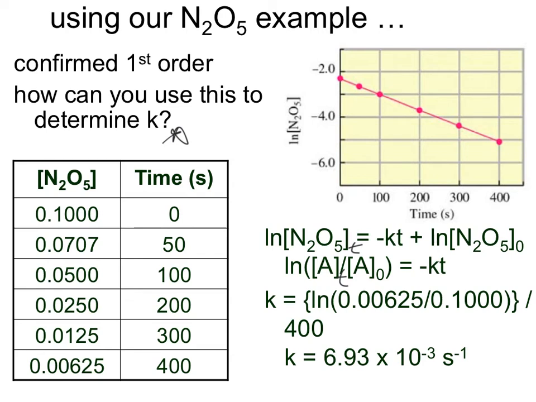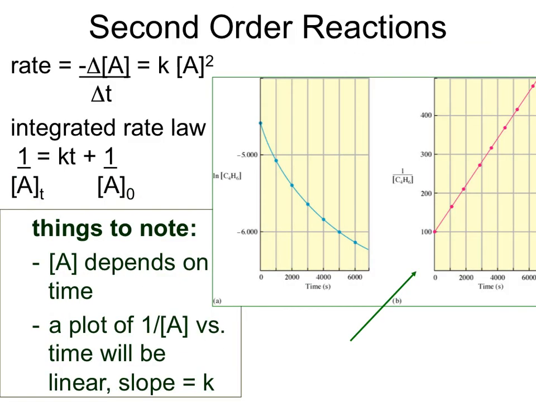So basically our rate constant k is going to be as follows. Make sure you're also paying attention to the negative signs and how they cancel each other out in this process. So let's go ahead and look at second order reactions.